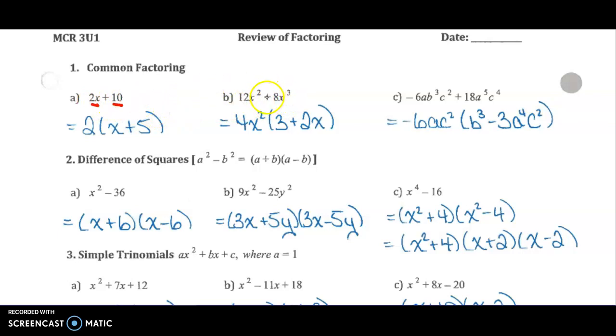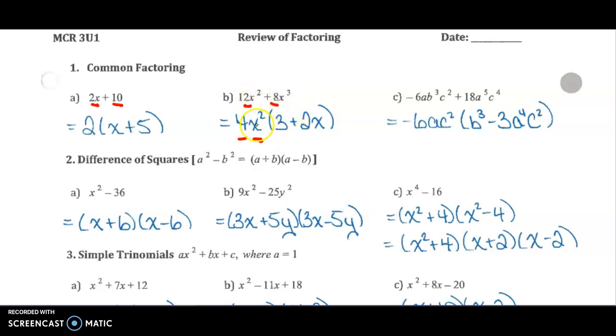So for example, I'll skip this one here and say, is there a number that goes into both 12x squared and 8x cubed? Yeah, there is. 4 goes into 12 and it goes into 8. So that's how I get this. And then I say, is there a variable that can go into this? Or what's the biggest variable I can take out? X squared, x cubed, I can get an x squared out of both of them.